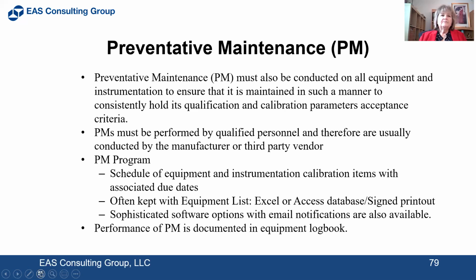You need to have a PM program that schedules your equipment and instrumentation calibration items with an associated due date. A lot of people will put that in an Excel file. They will list out their piece of equipment, the description, the serial numbers, everything, and put their calibration and preventative maintenance in there. The one thing I do want to say about that is Excel is not Part 11 compliant. So that can be an aid, but you need to print out that list and then initial and date a hard copy, and that is your official list if anybody were to ask for it.